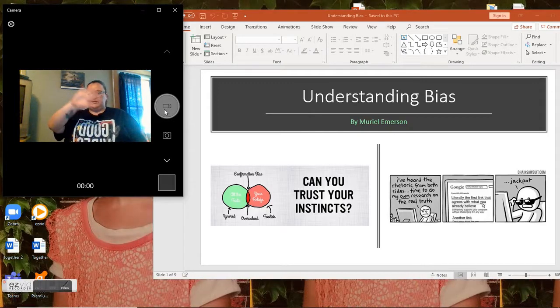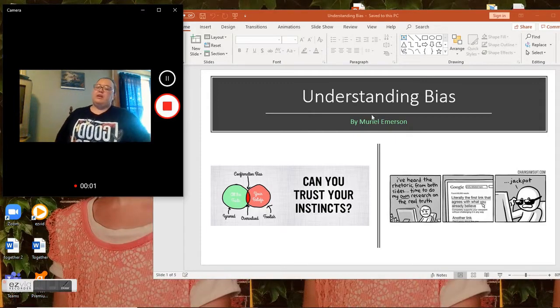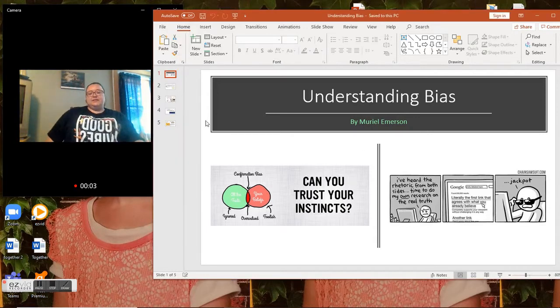Hello. So this is on understanding biases. So right here I've got a little comic of "Can you trust your instincts?" and I've heard the rhetoric from both sides. Time to do my own research on the truth. And then it's got a little comic in the middle saying literally the first link agrees with what you already believe. And this is jackpot.